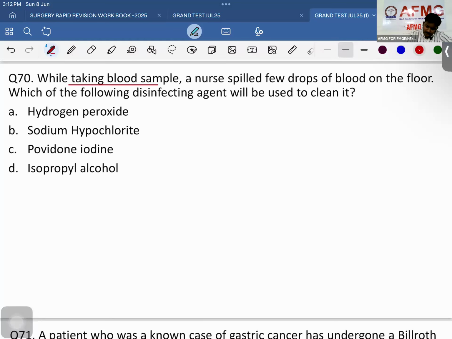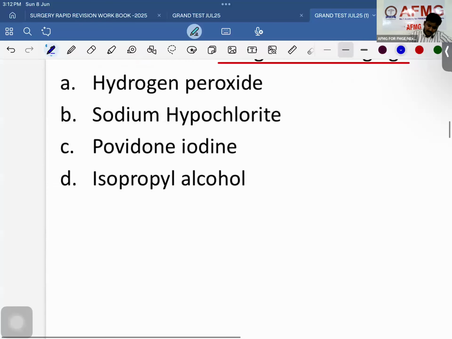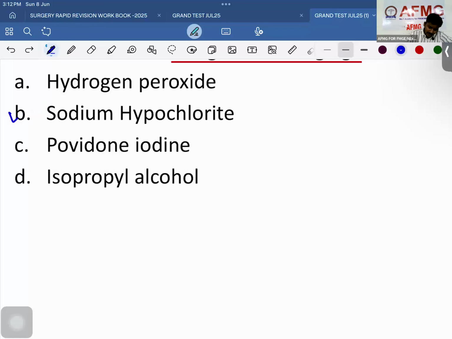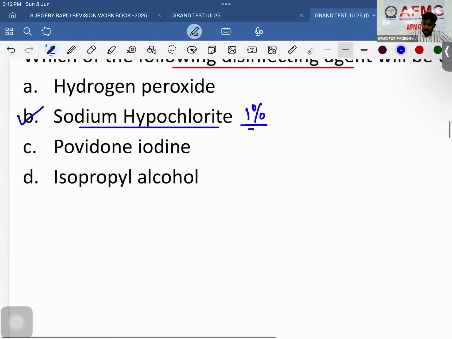Question number 70 now. While taking the blood sample of a patient, beta, a nurse has spilled a few drops of blood on the floor. Which among the following disinfecting agents will you use to clean it? Government question, say. We know definitely if there are blood spills on the floor, beta, the best disinfecting agent will be 1% sodium hypochlorite to be used, beta.